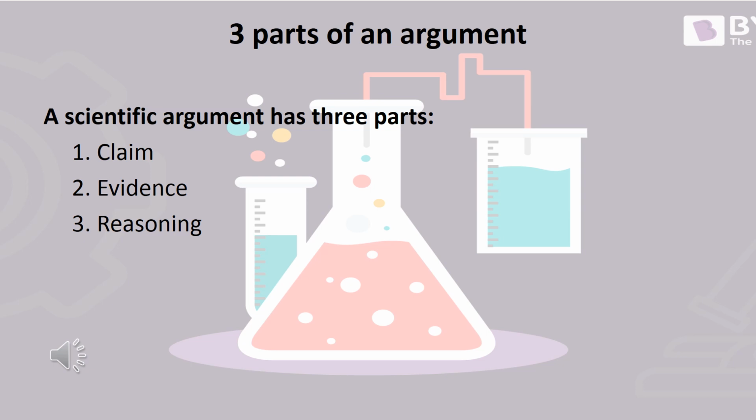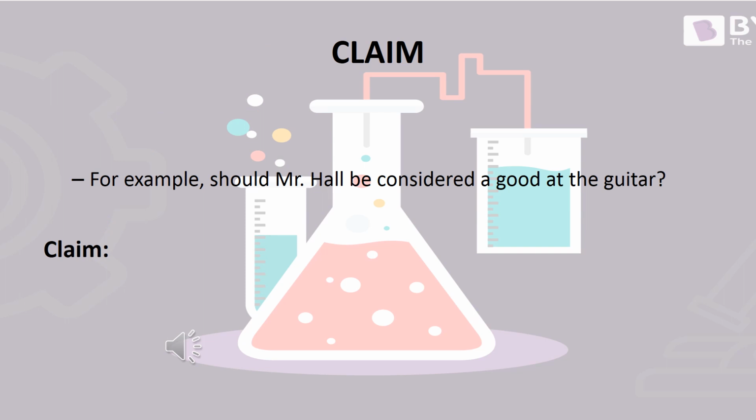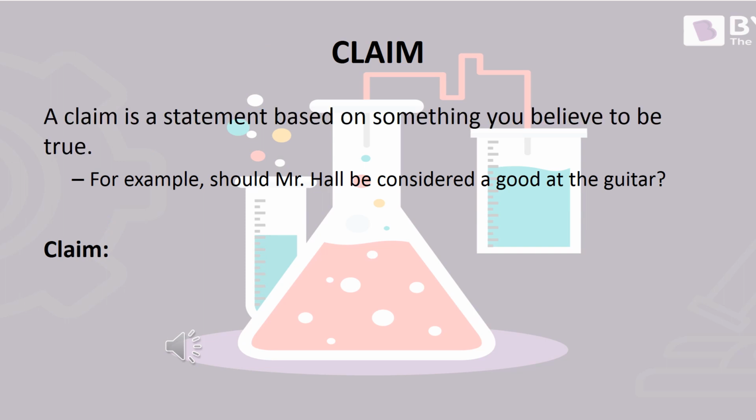There are 3 parts to a scientific argument. First, a claim, then evidence, and then reason. First, the claim. The claim is a statement that is based on something that you believe to be true. Let me take you through an example of how this works.